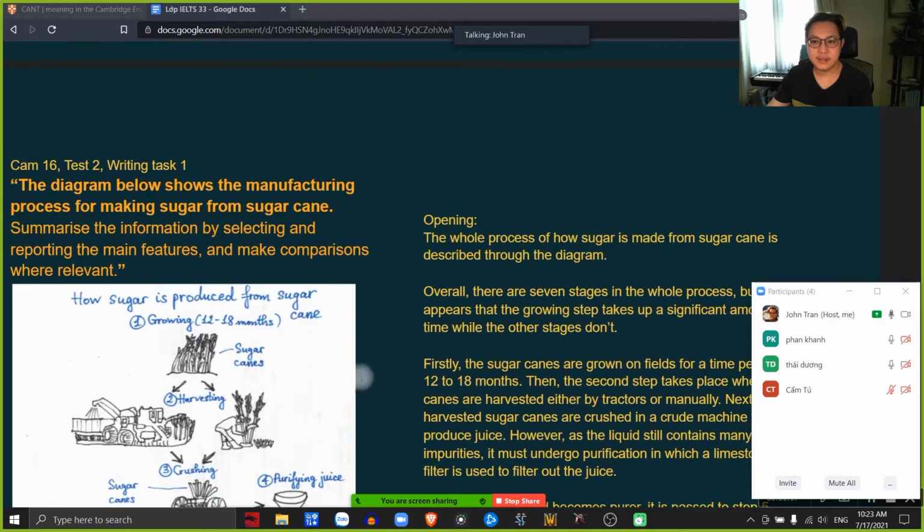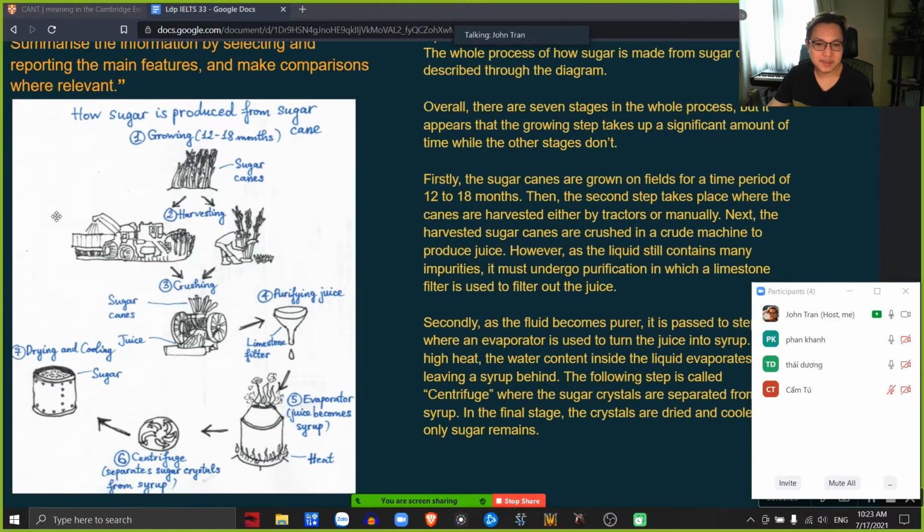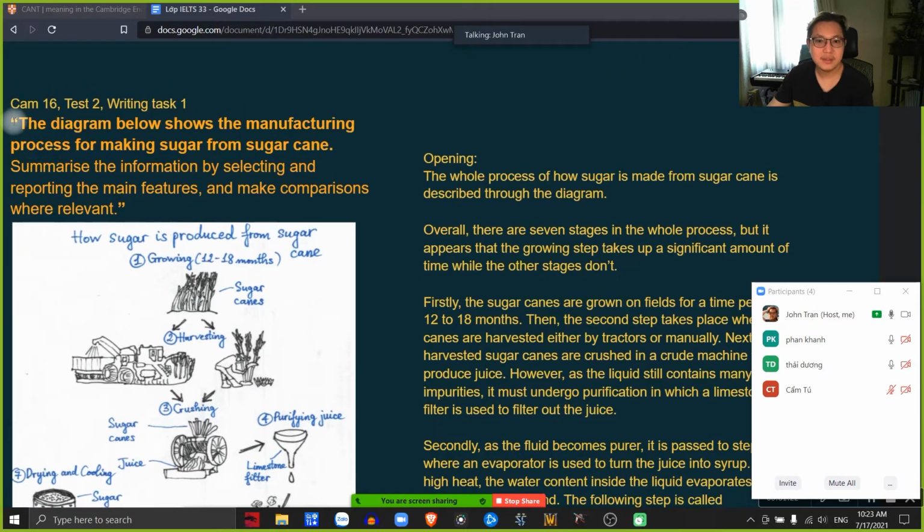Right, okay, so now let's go over it a bit again. The diagram below shows the manufacturing process for making sugar from sugarcane.